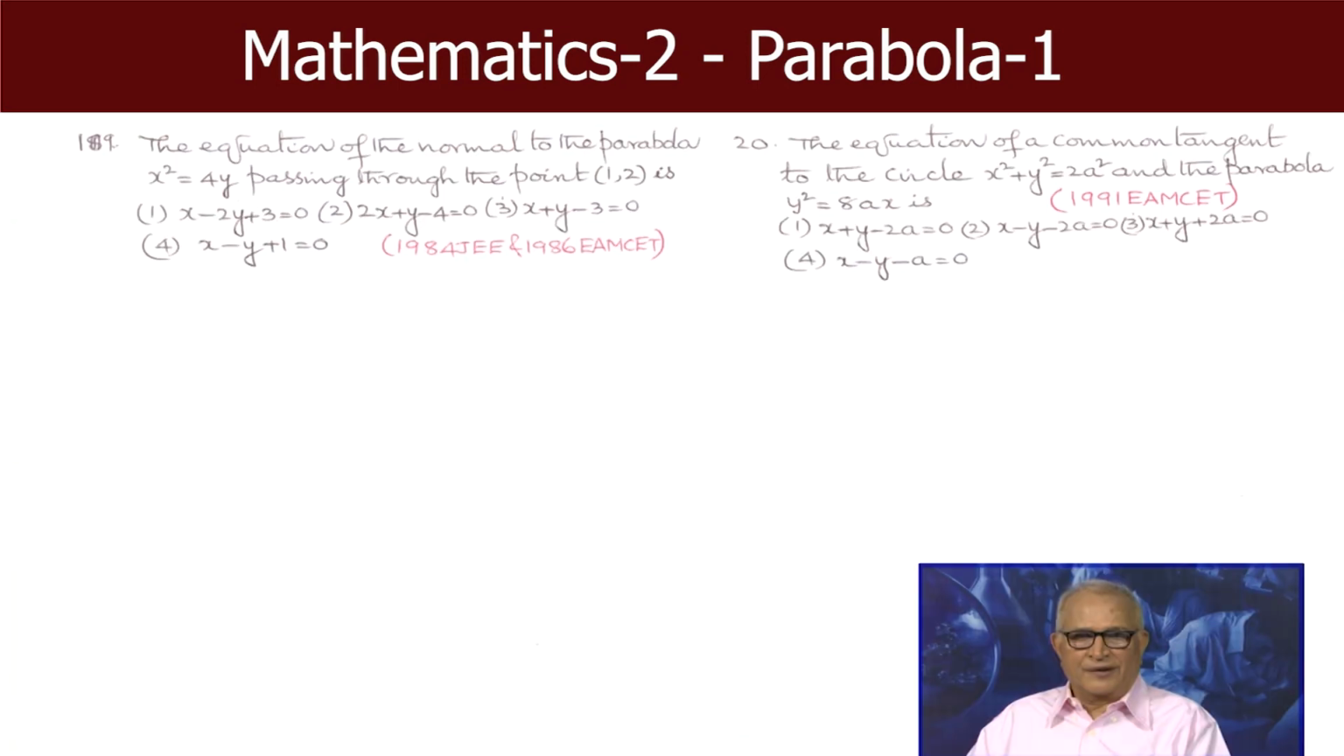Here, 1, 2 is not on the parabola. See, 1, 2 doesn't satisfy the equation. When you replace x by 1 and y by 2, the equation x square equal to 4y is clearly not satisfied. Passing through the point 1, 2 means we must first find at which point on the parabola the normal drawn passes through 1, 2. Then you get the normal equation. Not directly taking the usual y plus tx equal to 2at plus at cube at 1, 2, that is very dangerous. 1, 2 is not a point on the parabola.